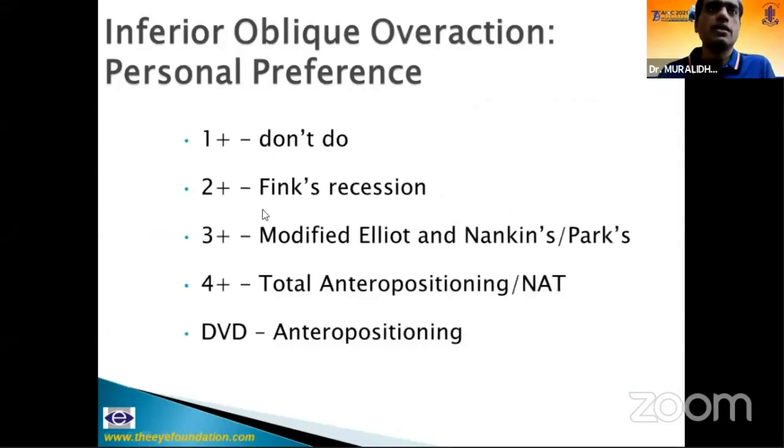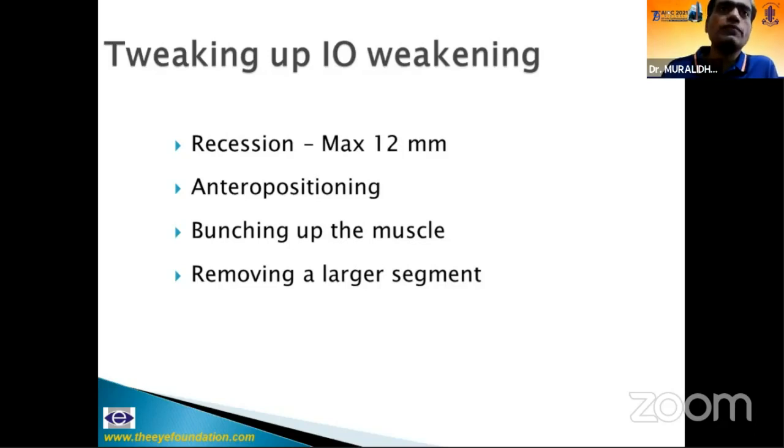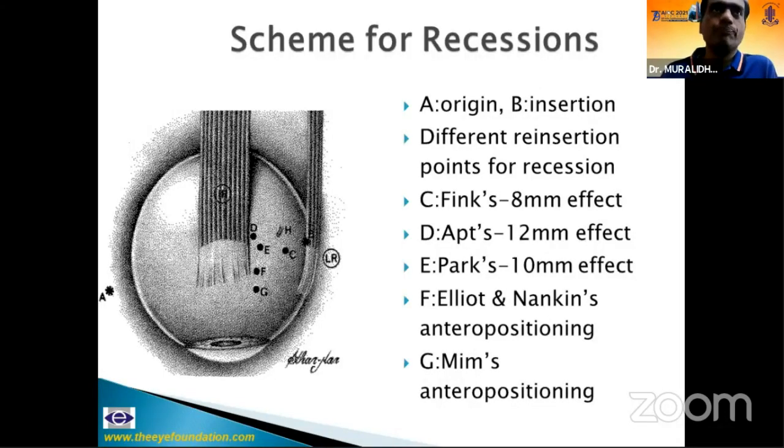For others, we have a wide array of procedures. You could choose from any of these. For an inferior oblique, the maximum possible recession is 12 millimeters. So if you want to tweak it up, you can anteroposition the muscle. You can bunch up the muscle. If you remove a segment of the inferior oblique, then effectively you are tightening the muscle. This should not be done if you don't want that additional weakening. You should not remove a segment because inferior oblique doesn't have any tendon. If you cut the inferior oblique, you introduce a measure of unpredictability in the recession.